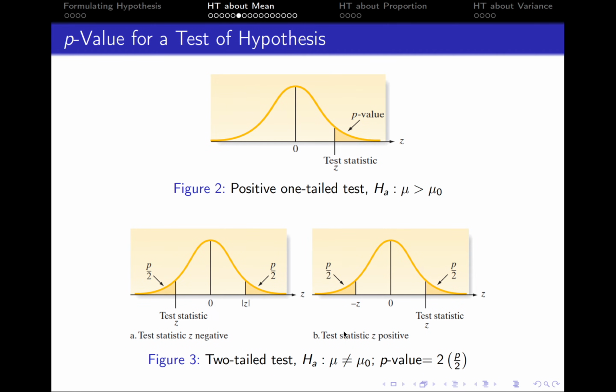When it comes to the two-tail test, it's called two-tail for a reason, because we are on both sides of the distribution, so we can be either to the left or to the right of the distribution. And the areas to the right or to the left of the distribution are the same, and they're equal to half of the probability.